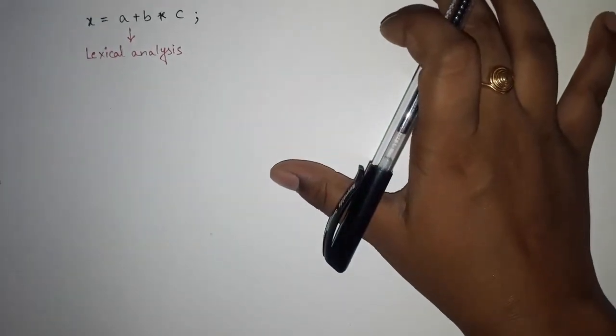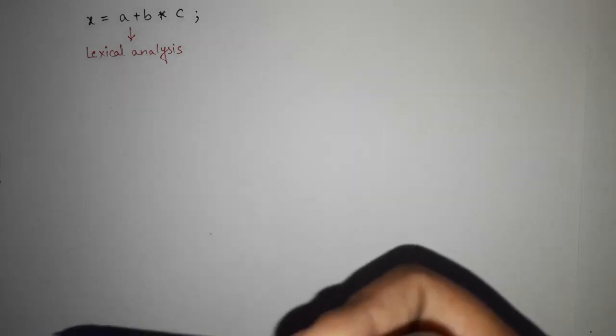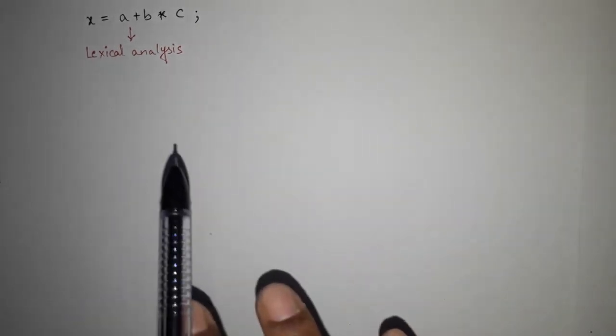Hello friends, as we have seen in the previous video, the compiler has many different phases with the help of which a high level language is converted into assembly code. Now in this video we are taking a small example so that you can understand very clearly what all the phases are doing and how exactly they do it.